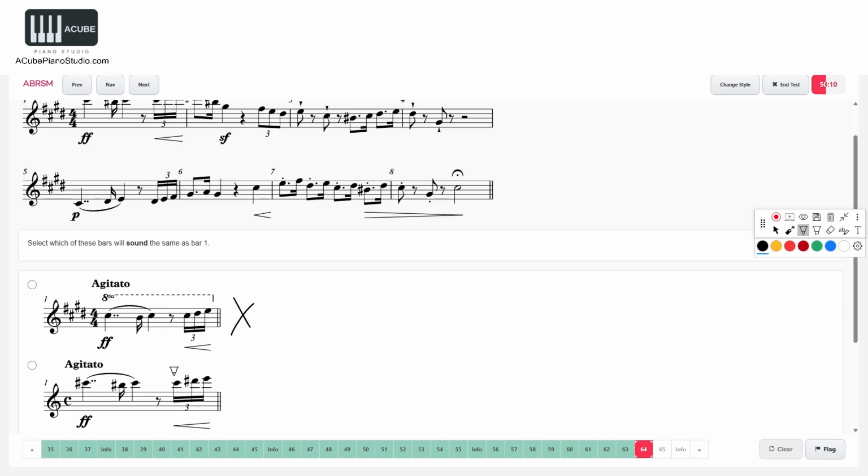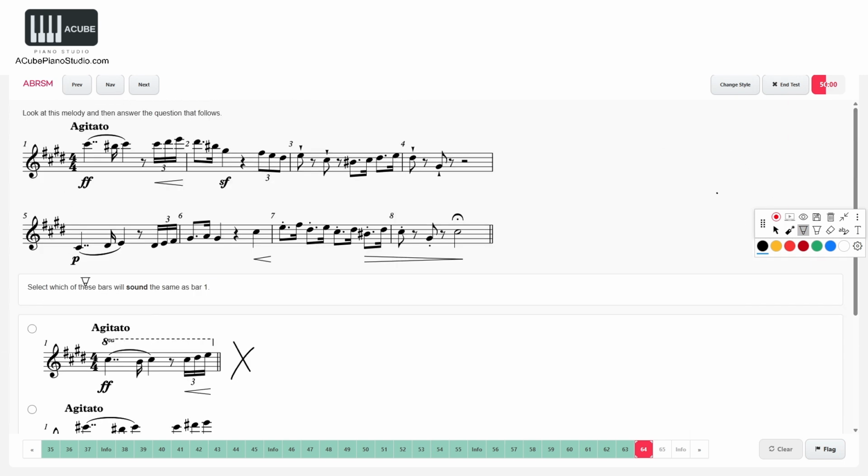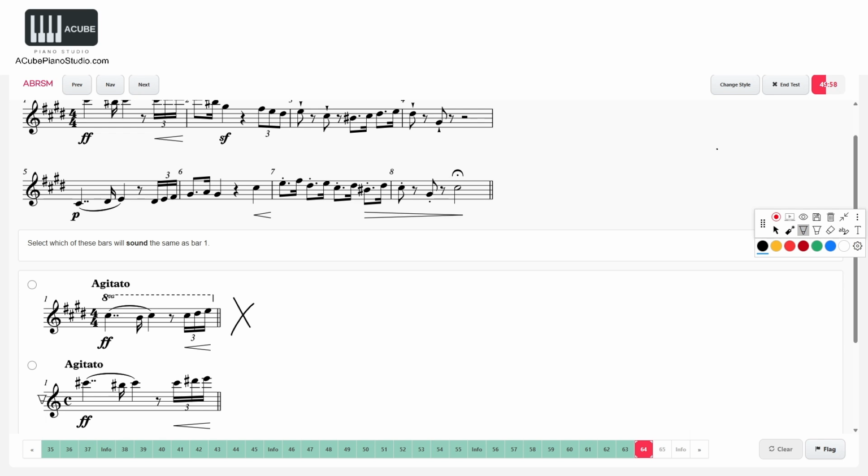Moving on to the next one. For this one, you have to be very careful because sometimes they just miss out something. Like the first one, it is basically this one without the sharp. So now let's move on. They did not put any sharp here.